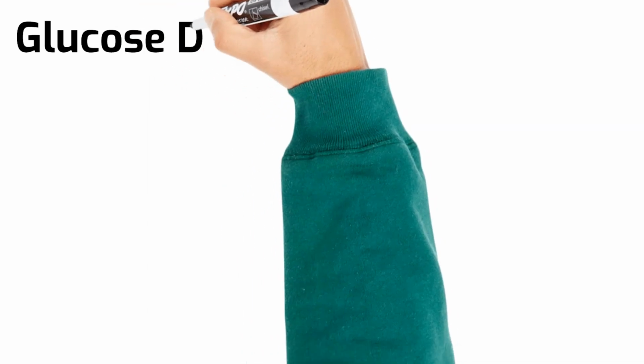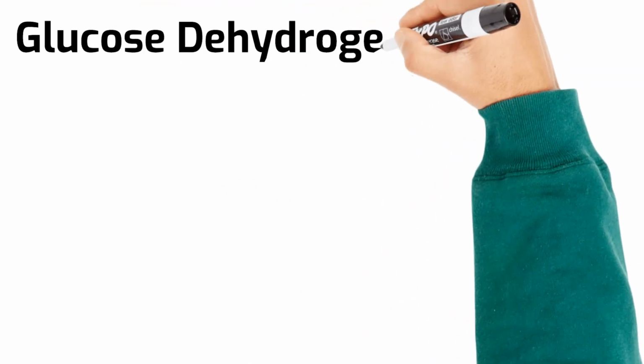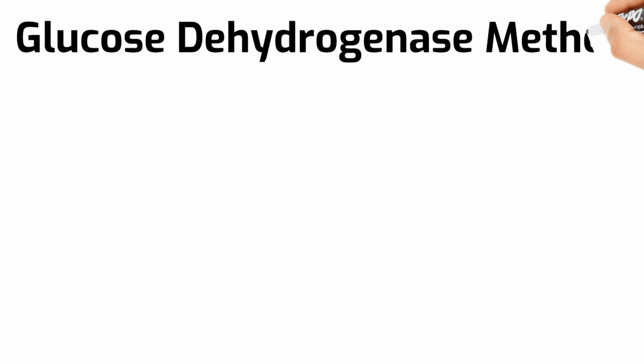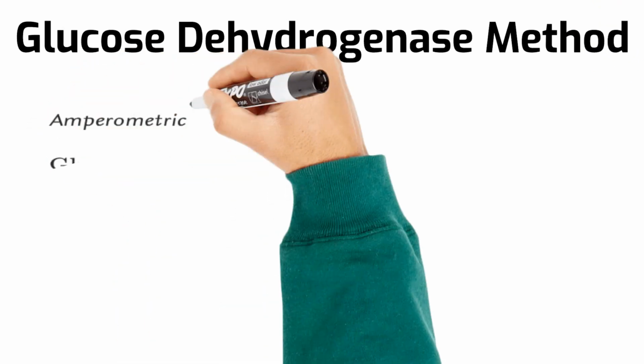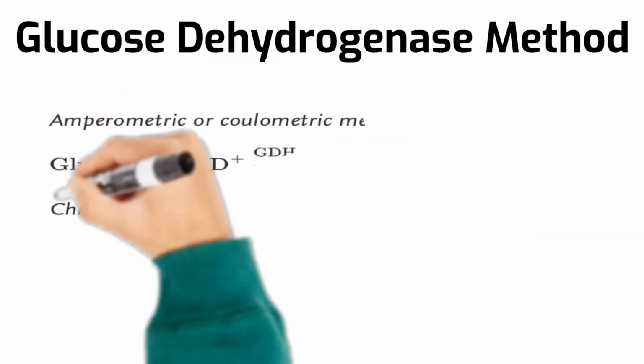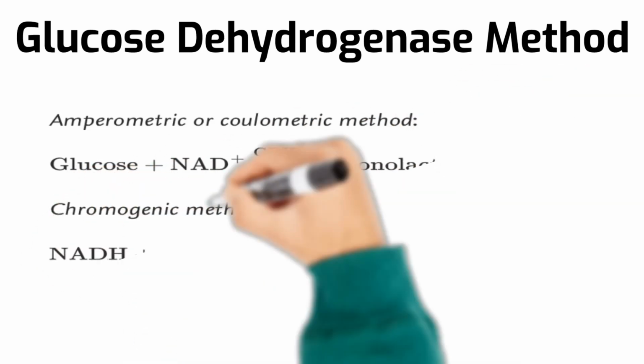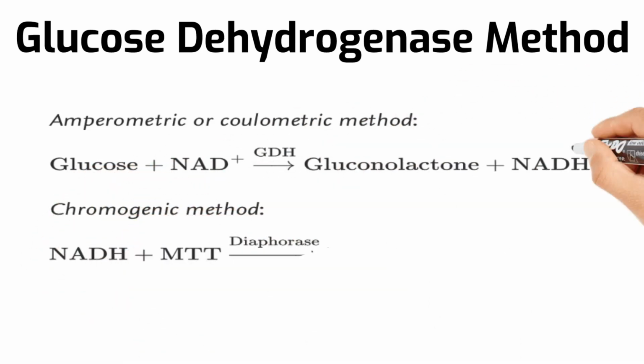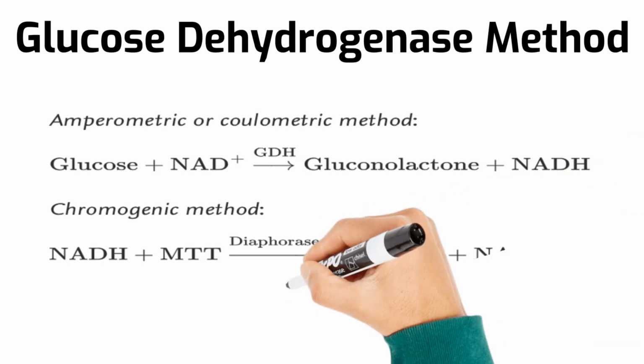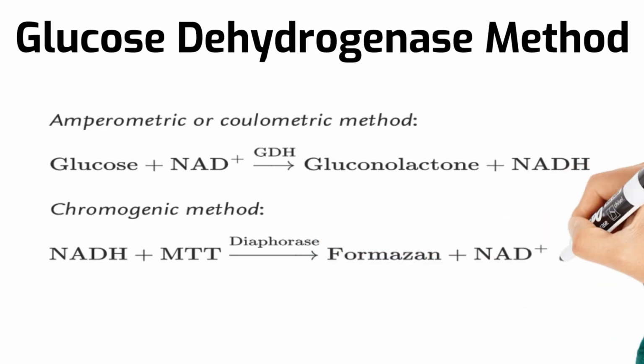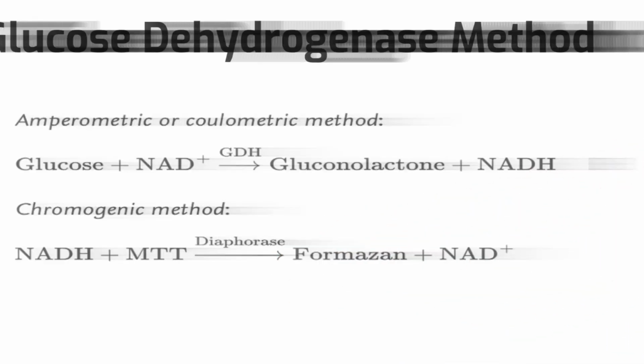The glucose dehydrogenase method involves the oxidation of glucose by glucose dehydrogenase in the presence of a cofactor such as NAD+ to gluconolactone and NADH. The NADH produced can be measured amperometrically or colorimetrically.